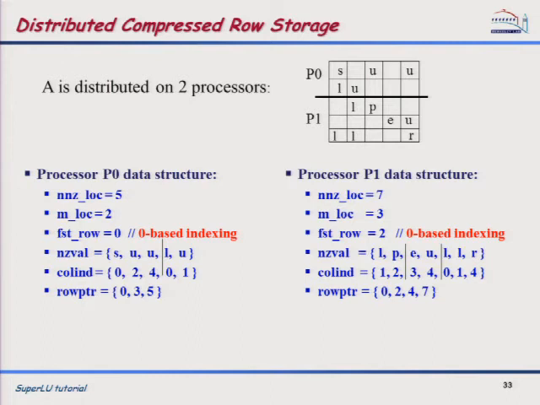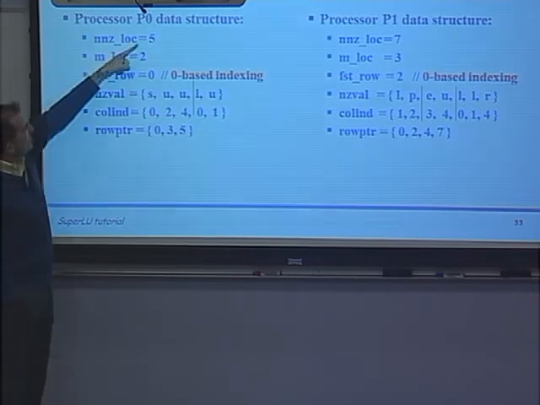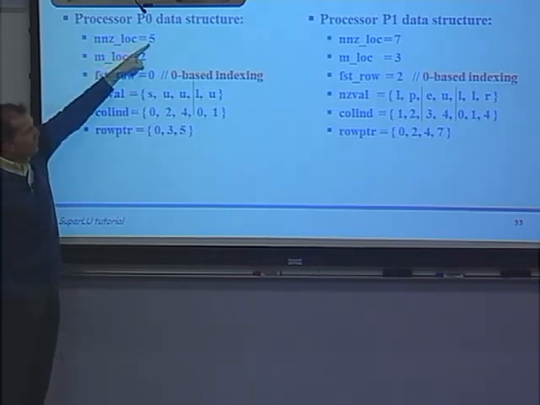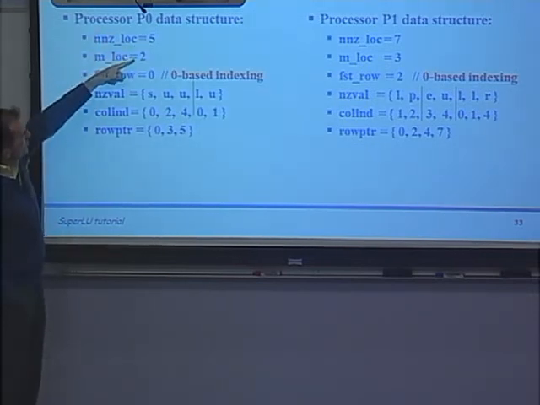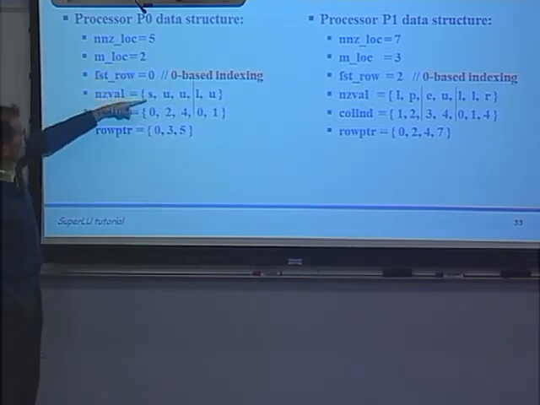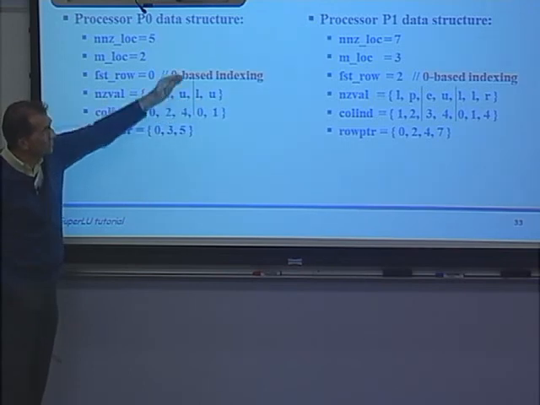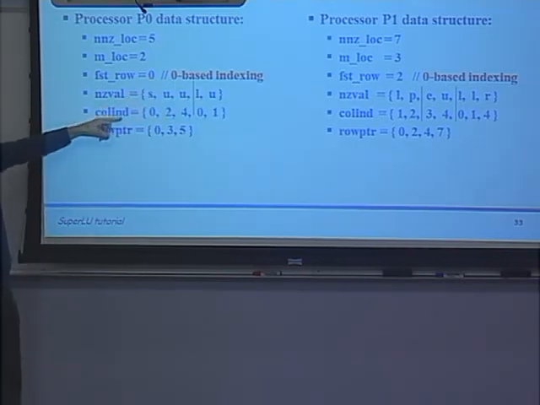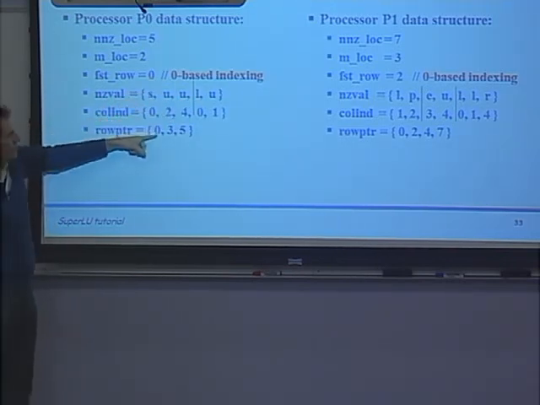So you can see that the block at the top has 5 entries, while this one here has 6. The one at the bottom, actually, it's 7, right? 3, 4, 7, yes. And then for process 0, the number of non-zeros is 5, 2 rows, with the first row starting at 0, and these would be the entries, and the indices and the pointers for the rows.